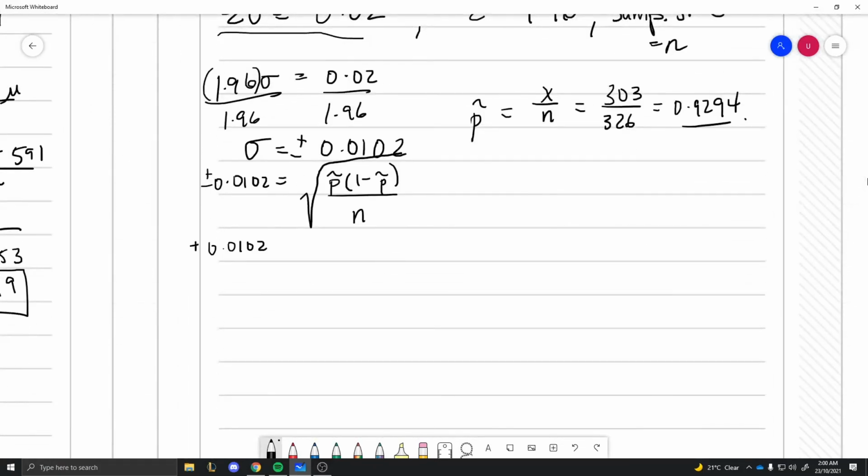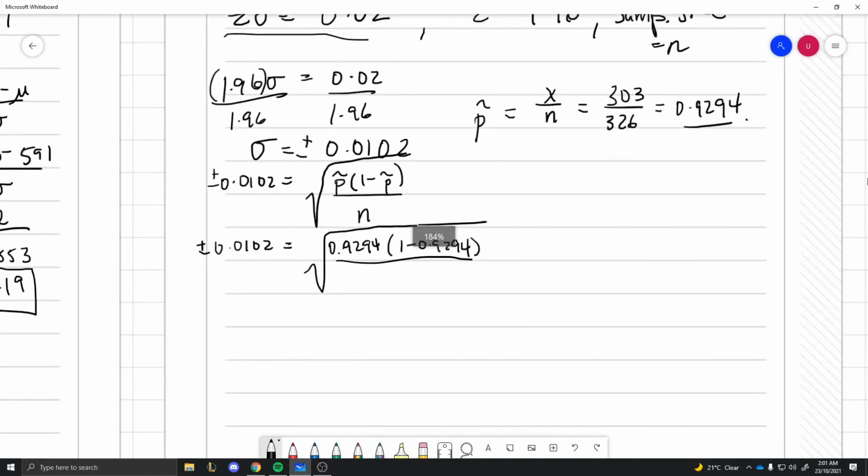0.0102 plus or minus is equal to the square root of 0.9294 times 1 minus 0.9294, divided by n. And now we can just use algebra to figure out n.